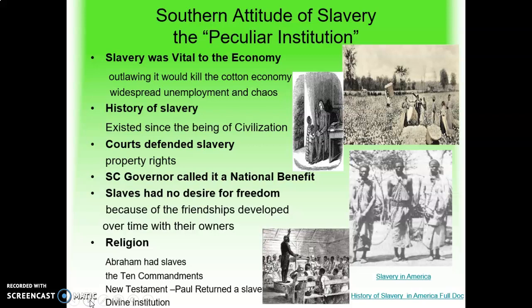And of course, religion will help back up this attitude towards slavery. In the Bible, Abraham had slaves. The Ten Commandments, the New Testament, Paul returned a slave to the divine institution. So Southerners used religion as well to back up their argument for slavery.